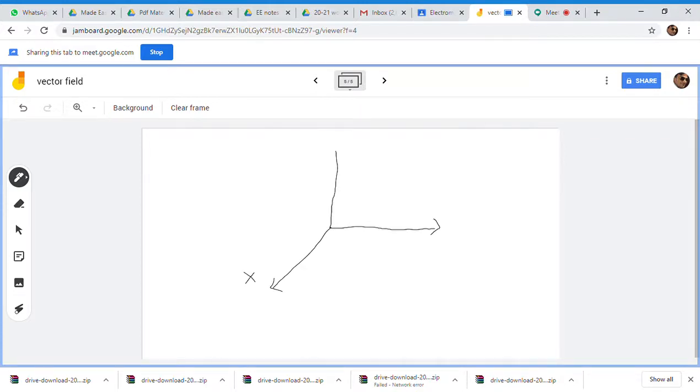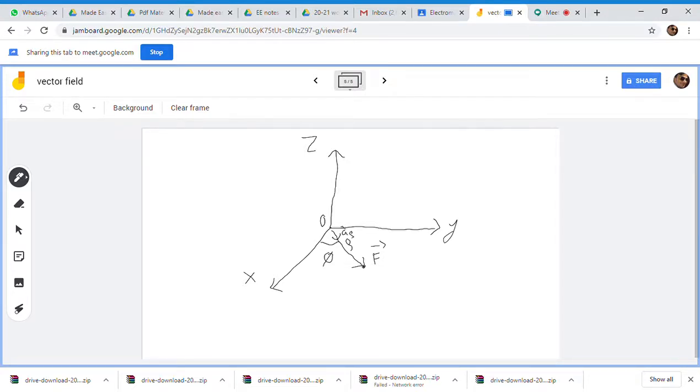Okay, this is x, this is y, this is z. Now let me take a point on this xy plane. This is vector f, and this is rho. Rho is what? The radial distance from origin to f. This rho vector, f vector. So we have defined our phi to be here, and the unit vector a rho is in this direction.